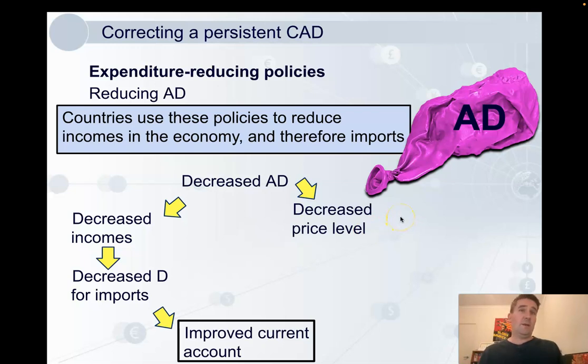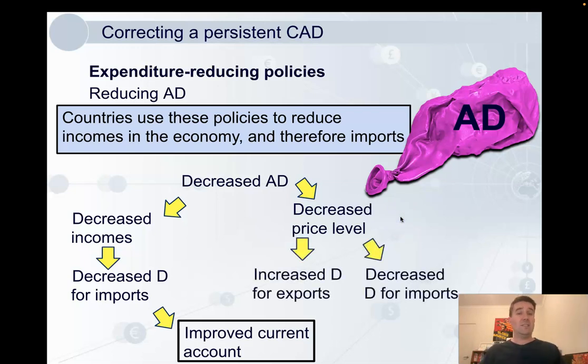We've learned previously that this makes a country's exports relatively more attractive. So we get increased demand for exports, and we get decreased demand for imports because our local goods are now cheaper than the imports we could have bought. So both of these go towards improving the current account balance as well.